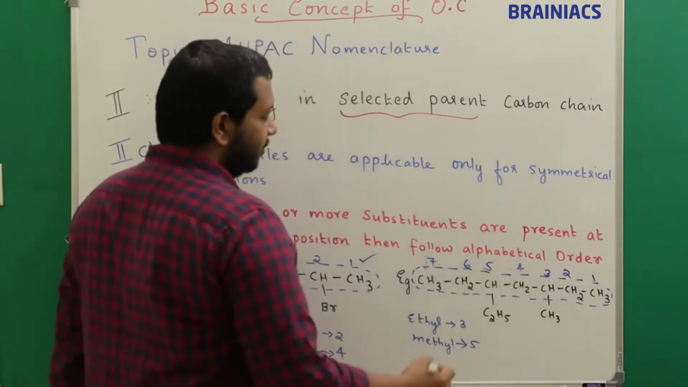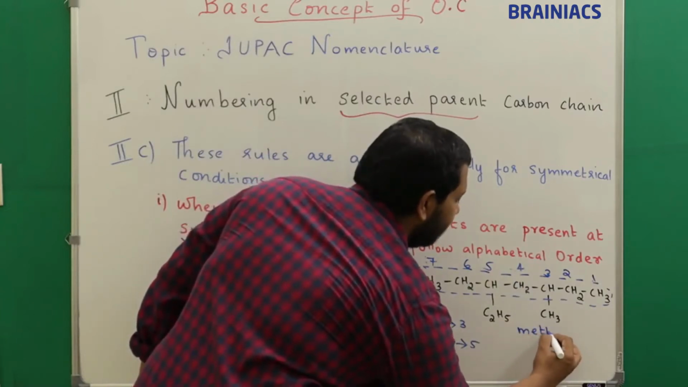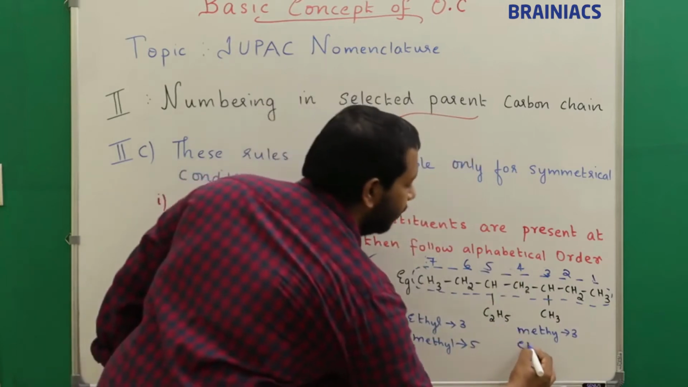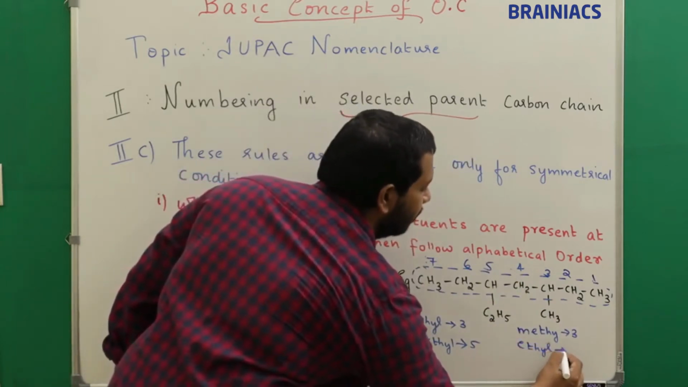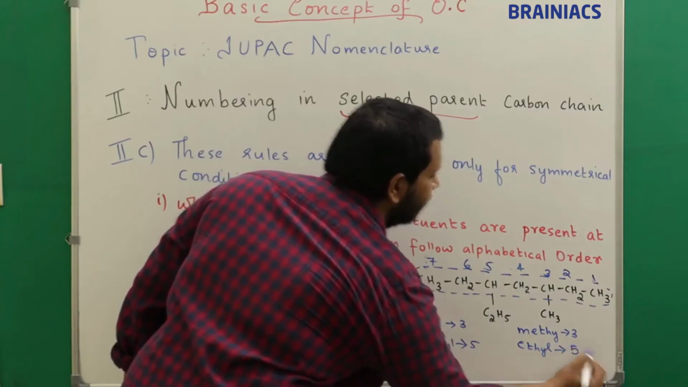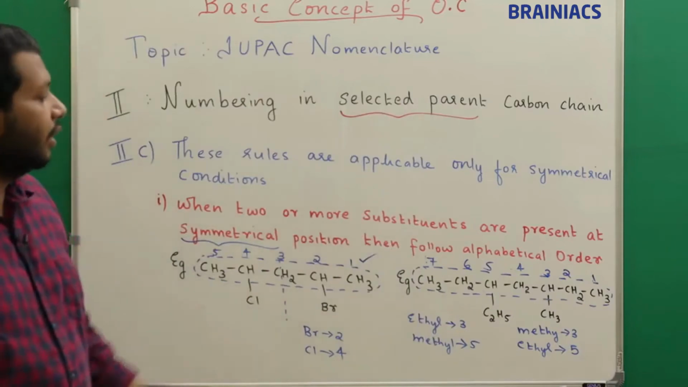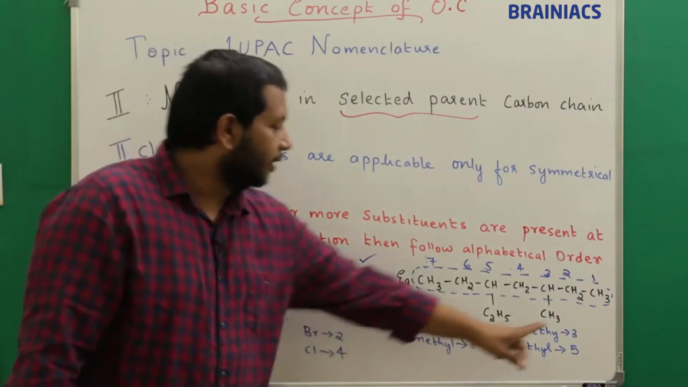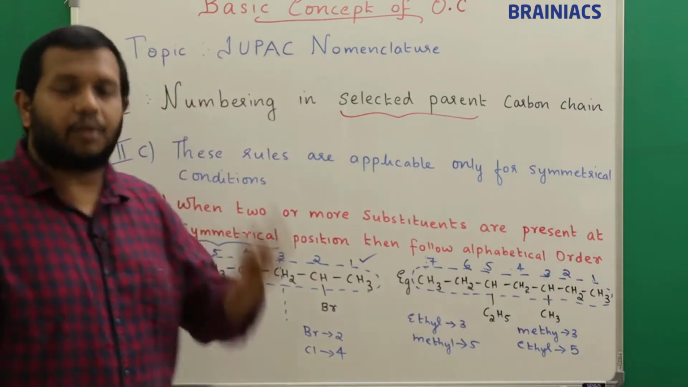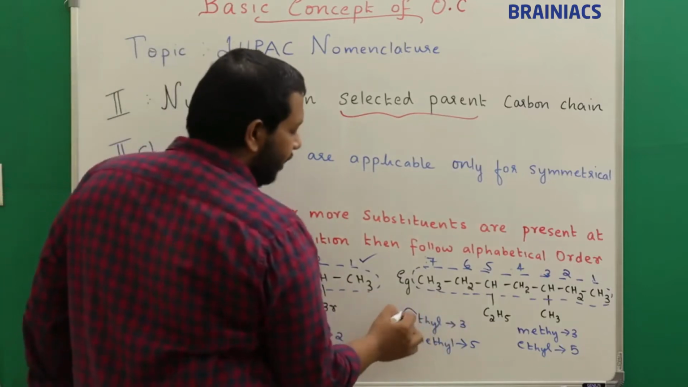So in this case, methyl is getting the number 3 and ethyl is getting the number 5. Correct? I hope you could see. Now here also you can say symmetrical condition, 3, 5, here also 3, 5. Only the substituents are getting interchanged. So what should be our way to proceed? We need to check ethyl and methyl. Who comes first? E and M.